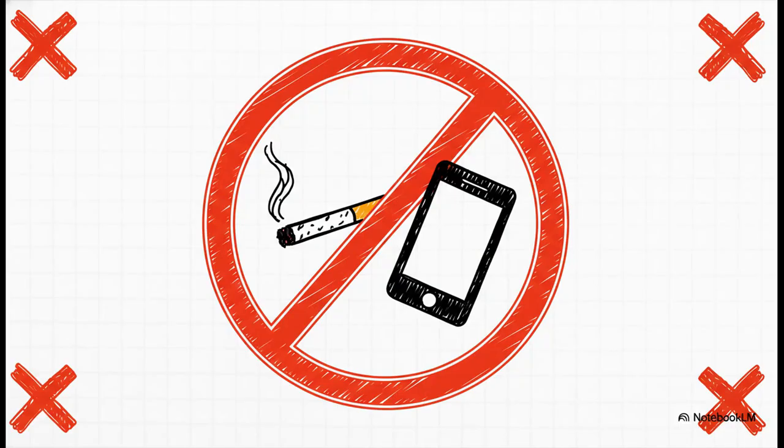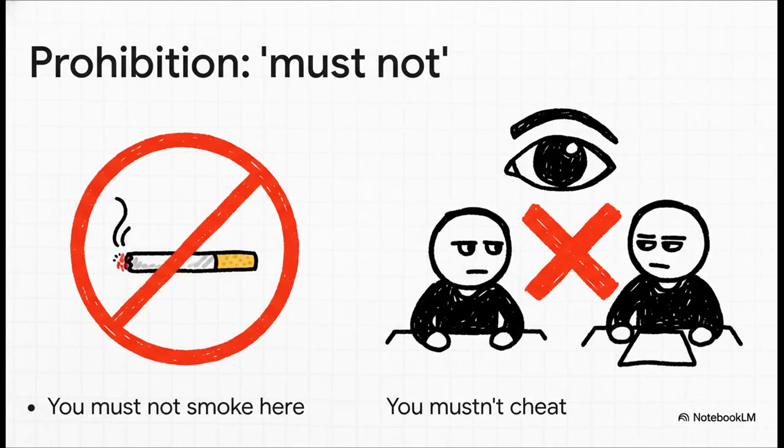So what about the opposite? What happens when something is absolutely not allowed? We call this prohibition. It's a very, very strong no. For this, we use must not, or the short version, mustn't. And it's super direct. You must not smoke here. That means it is forbidden. It's against the rules. Or you mustn't cheat in an exam. This is a serious rule you cannot break. So just remember, must not means don't do it.